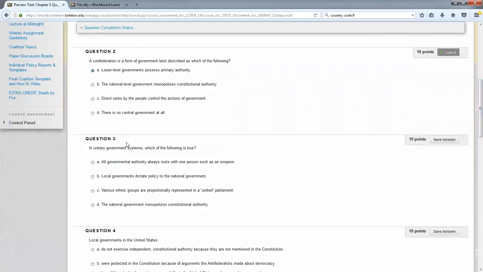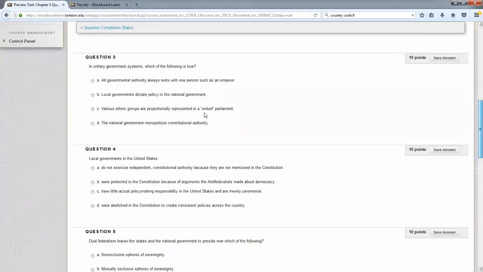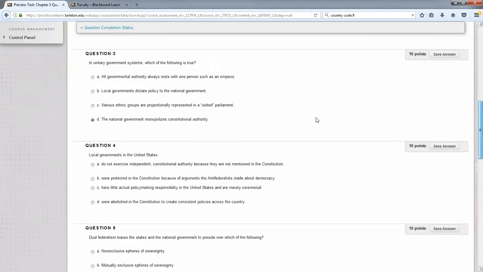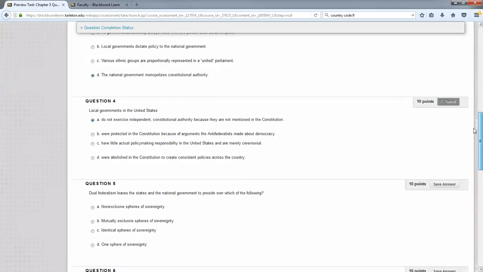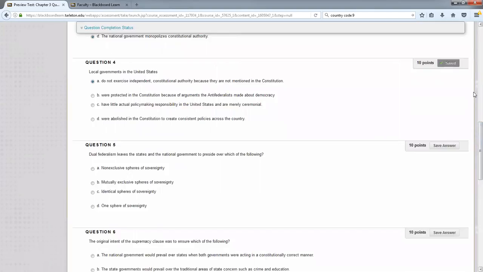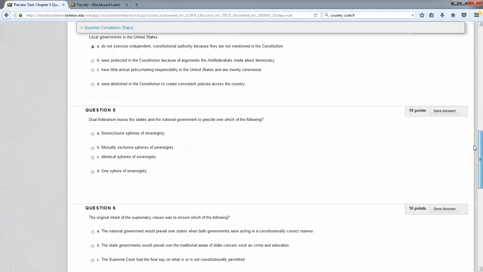Question three, in a unitary government system, which of the following is true? The national government monopolizes constitutional authority. Seventy-five percent of governments are unitary. Local governments in the United States do not exercise independent constitutional authority, that's it. Correct answer. They are not mentioned in the Constitution. Local governments have whatever powers the state government decides to give to them.